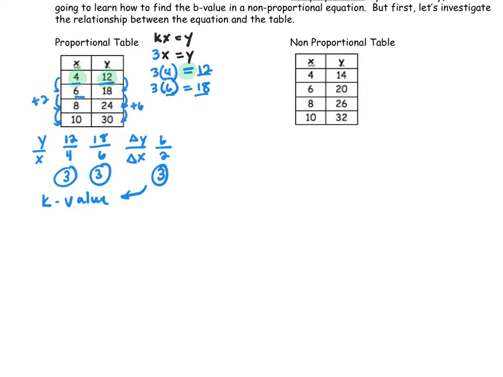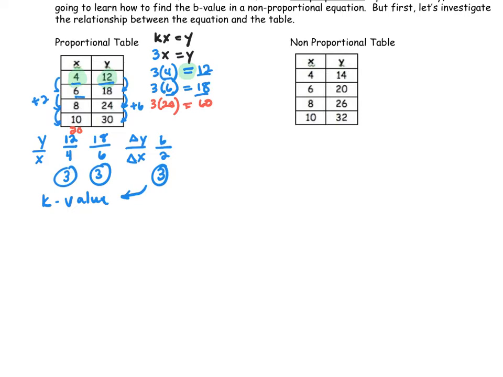Knowing that allows us, if for instance somebody said, well, what would happen if you had 20 for an x value? Well, then I could take 3 times 20 and I'd be able to say what our matching y value is, which is 60. So that's the beauty of the equation.